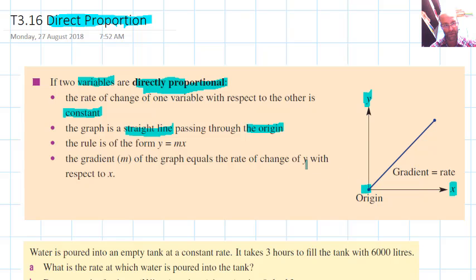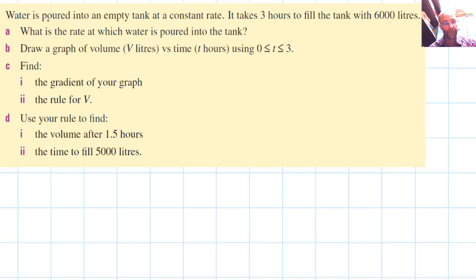The origin is point 0, 0, and the equation is always in the form y equals m times x, where m is the gradient of the graph. And the gradient is the same as the rate of change. It's the rate of change of y with respect to x. So as x changes, y will always change in a set way. Let's look at an example.